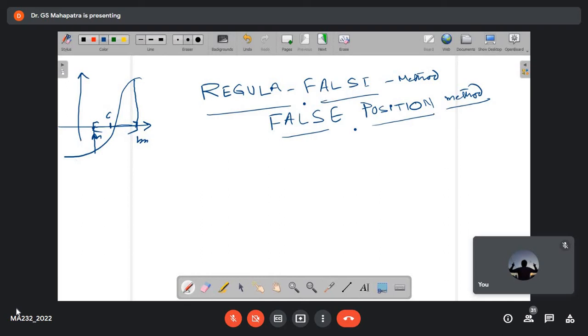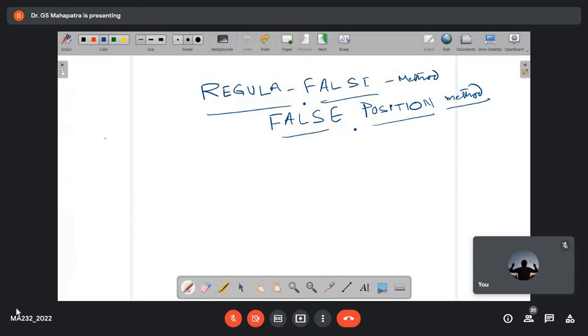So this is f of Bn, and this one is f of An. Now, what is the graphical representation, and how do we find the computational scheme for this method, the Regula Falsi method? Before we start, I have a query.